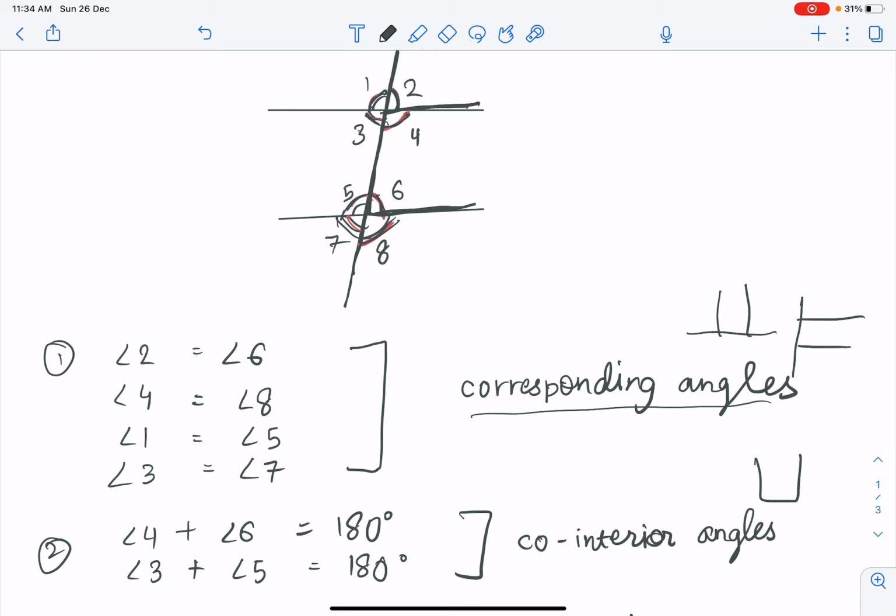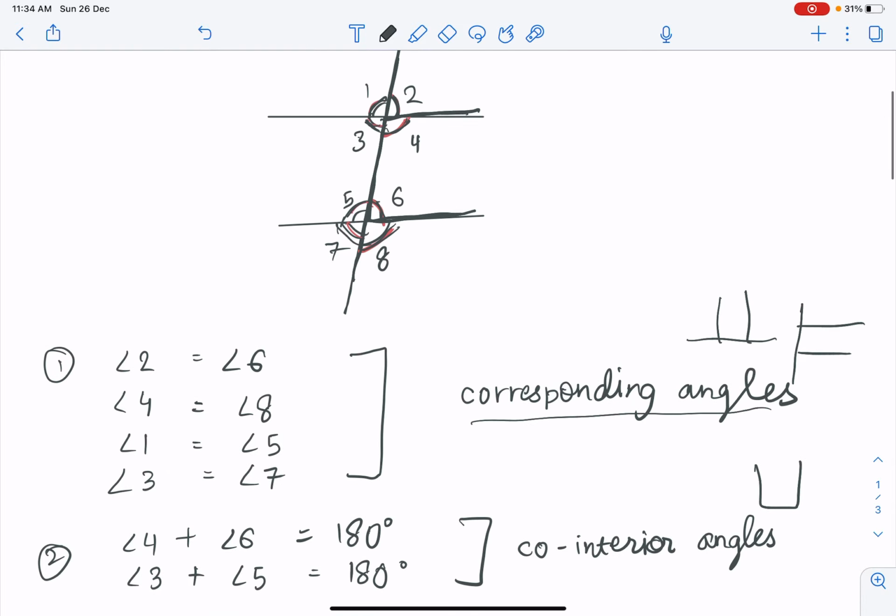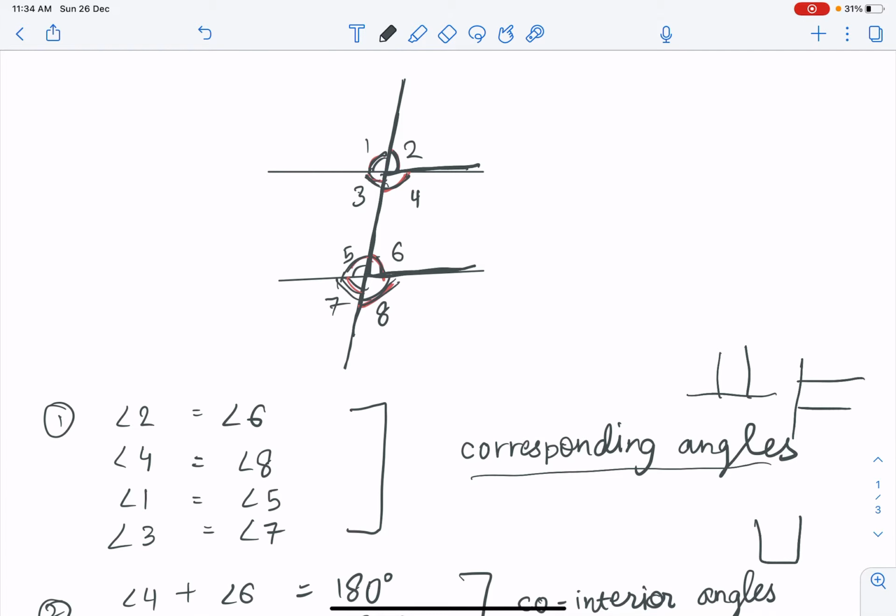Isn't it? Yes. Coming to interior alternate angles, you can understand it by the Z shape. Which shape? Z shape. Interior and exterior both. Now 1 and 8. See, a Z shape is being formed. See, a Z shape is formed, right? It can be any way.